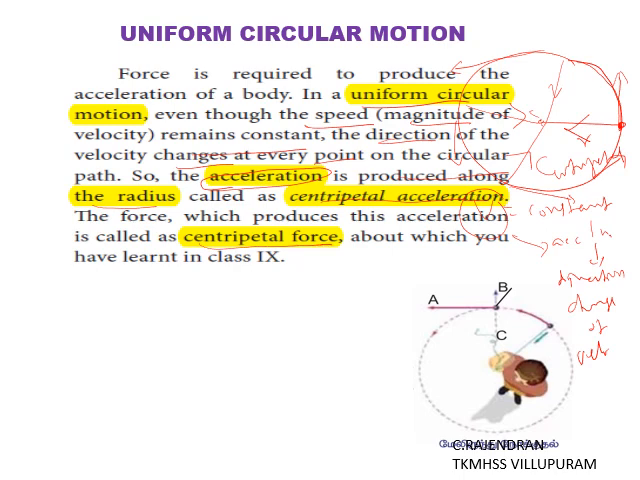ஓகே, ஸோ இன் திஸ் கிளாஸ் now you have well known about the impulse and Newton's second law, and how the force equation can be derived, and what are the units of force, and what is uniform circular motion.